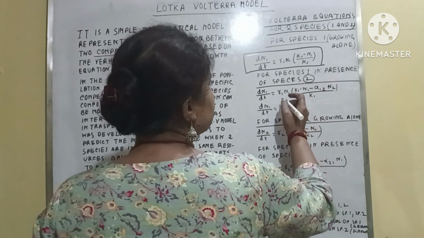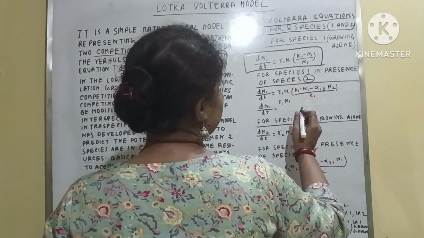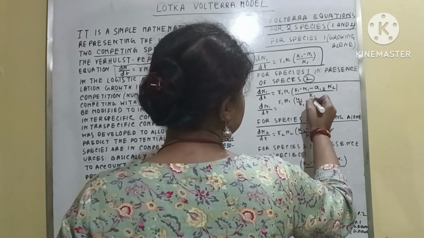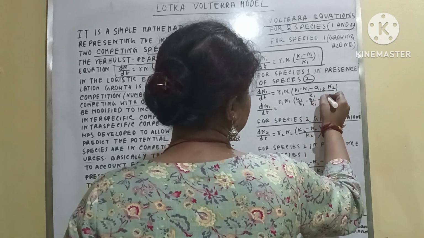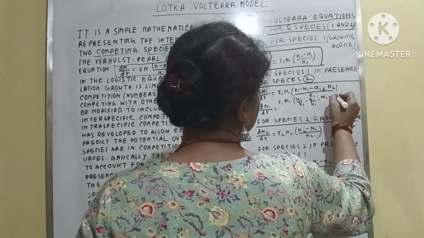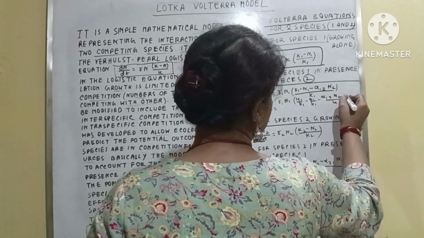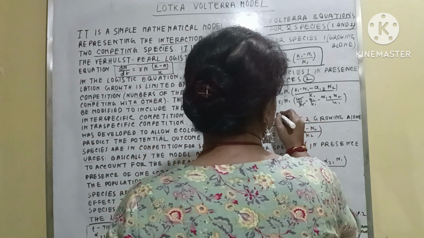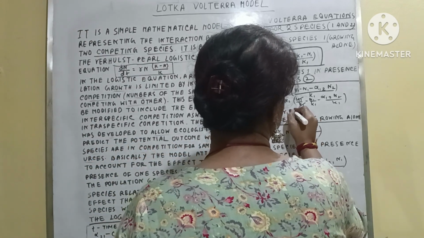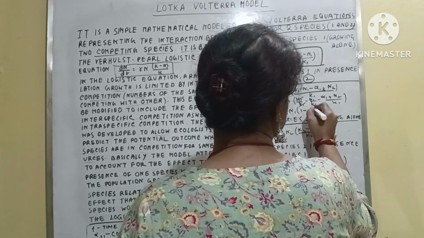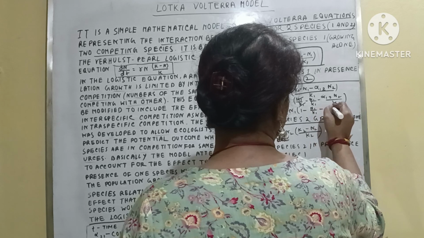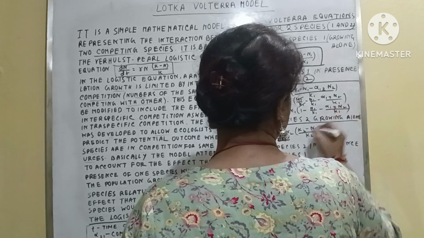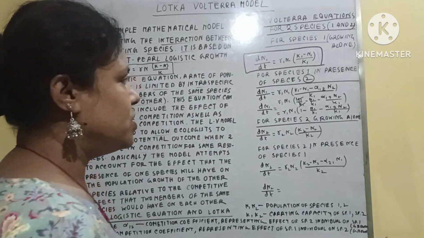So we simplify that in such a way: r1 N1 (K1 by K1 minus N1 by K1 minus alpha12 N2 by K1). The K1 by K1 cancels, and we can write it as r1 N1 (1 minus N1 by K1 minus alpha12 N2 by K1). So this is the actual equation.